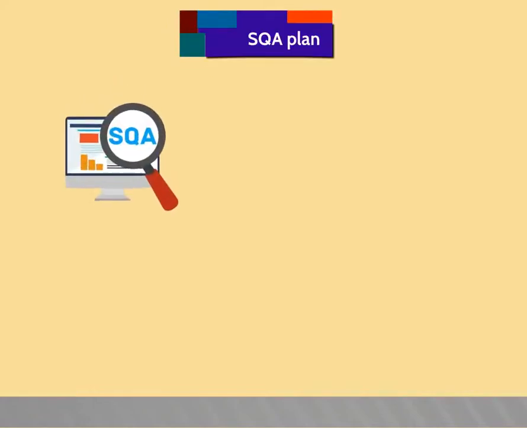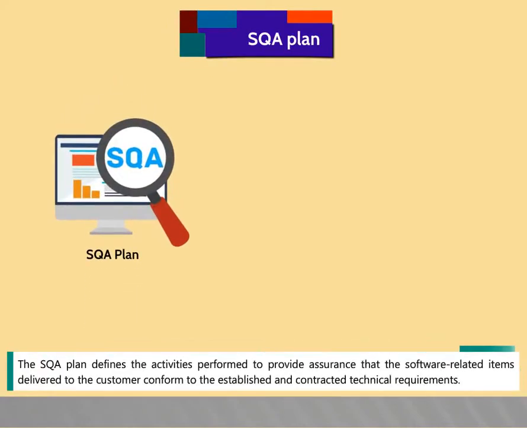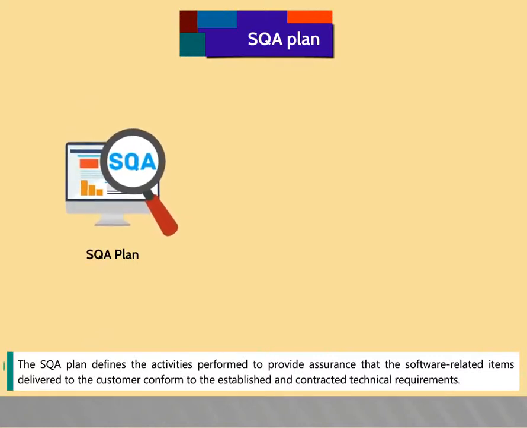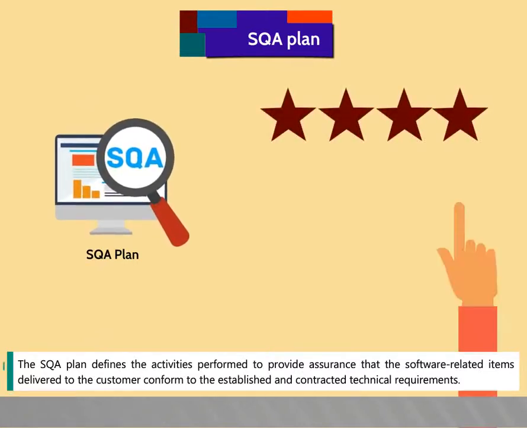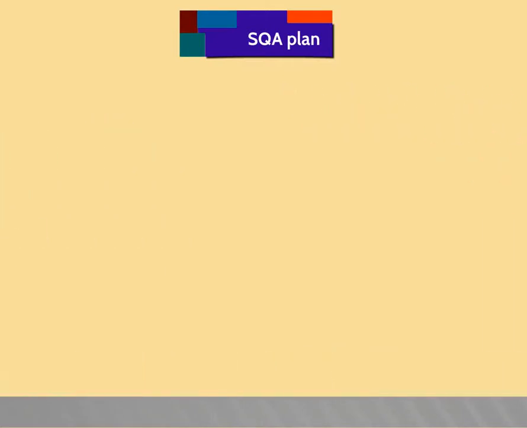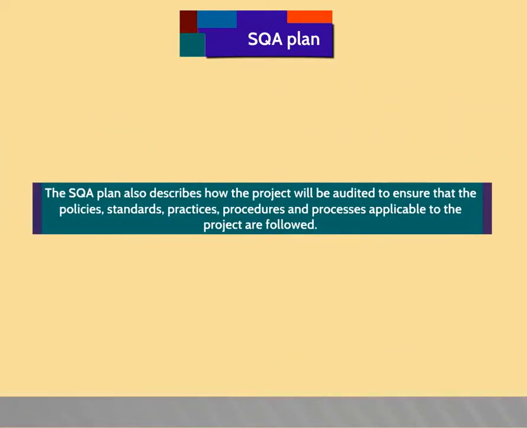SQA plan. The SQA plan defines the activities performed to provide assurance that the software-related items delivered to the customer conform to the established and contracted technical requirements. The SQA plan also describes how the project will be audited to ensure that the policies, standards, practices, procedures, and processes applicable to the project are followed.